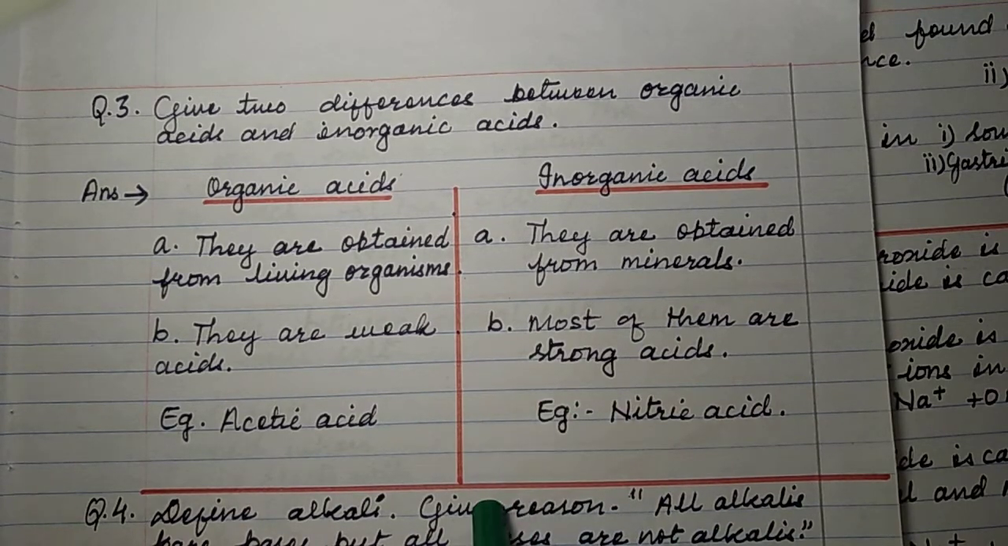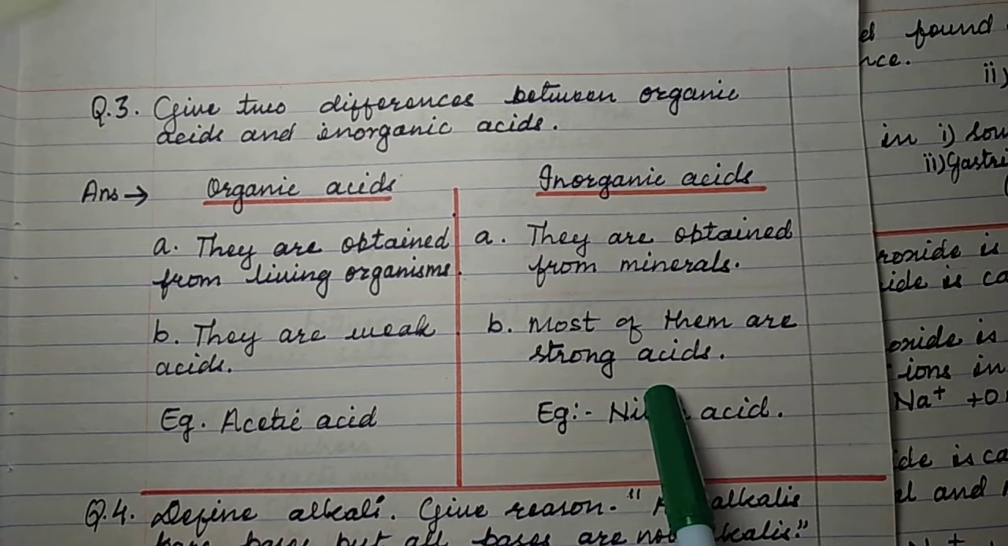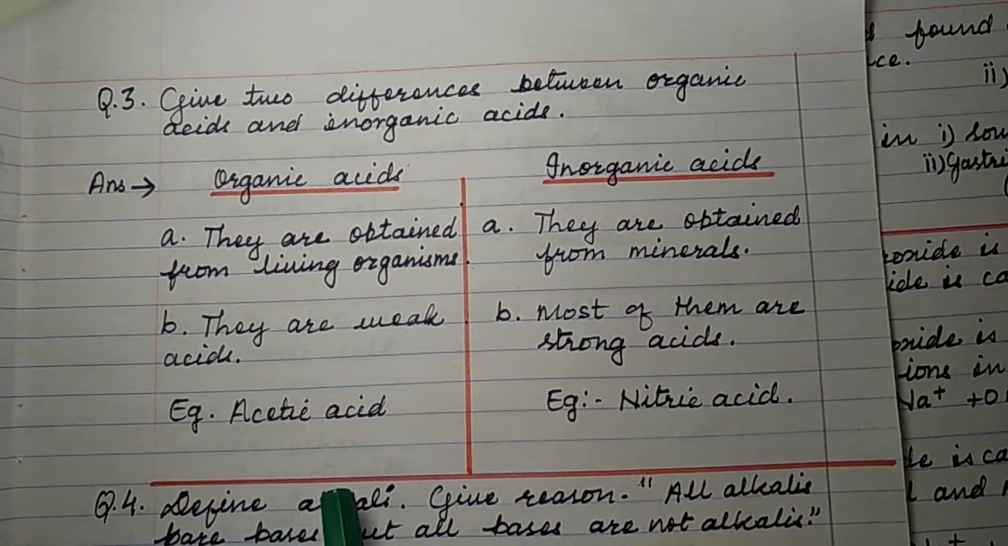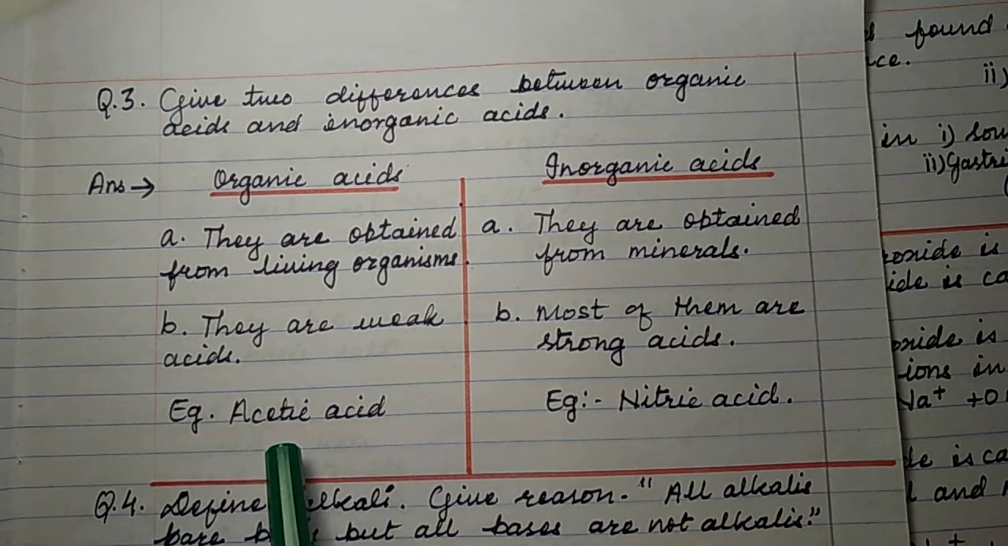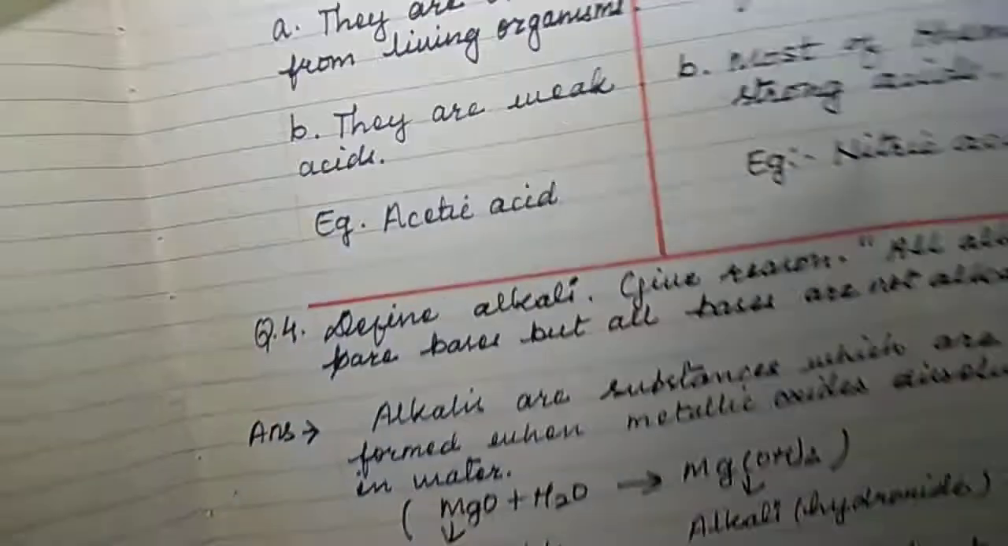For example, sulfuric acid, nitric acid, hydrochloric acid, the acids which are prepared in the laboratory, are mostly inorganic acids, and these are strong acids. An example of an organic acid is acetic acid, and an example of an inorganic acid is nitric acid. So these are the differences between organic acids and inorganic acids.